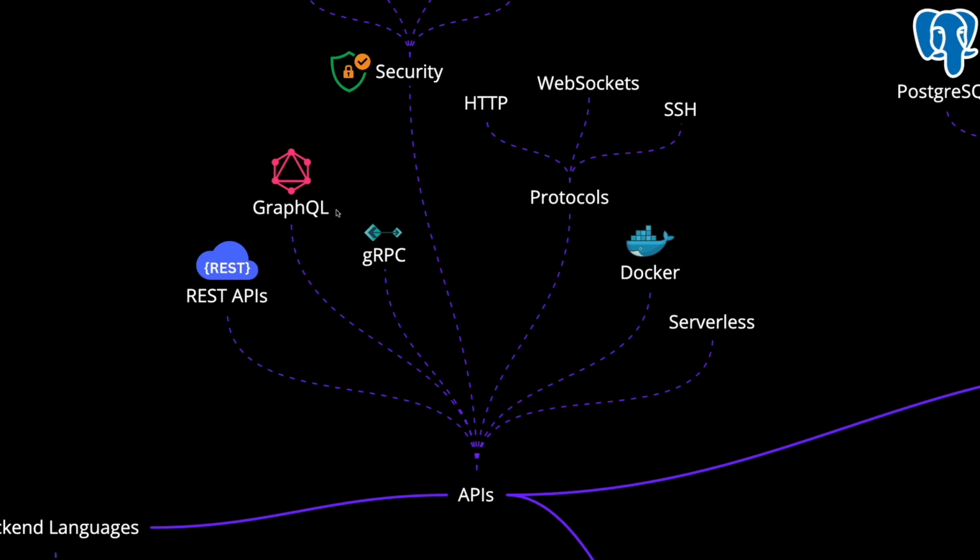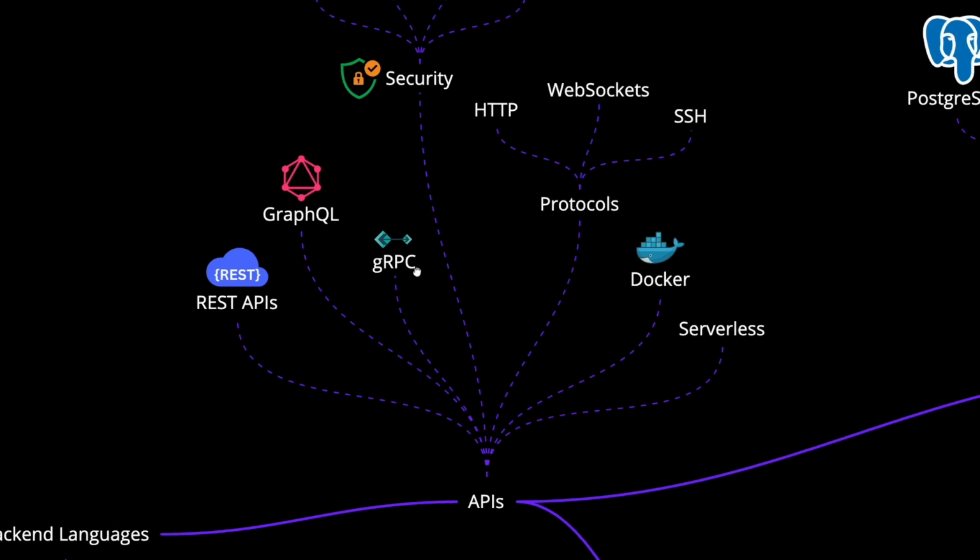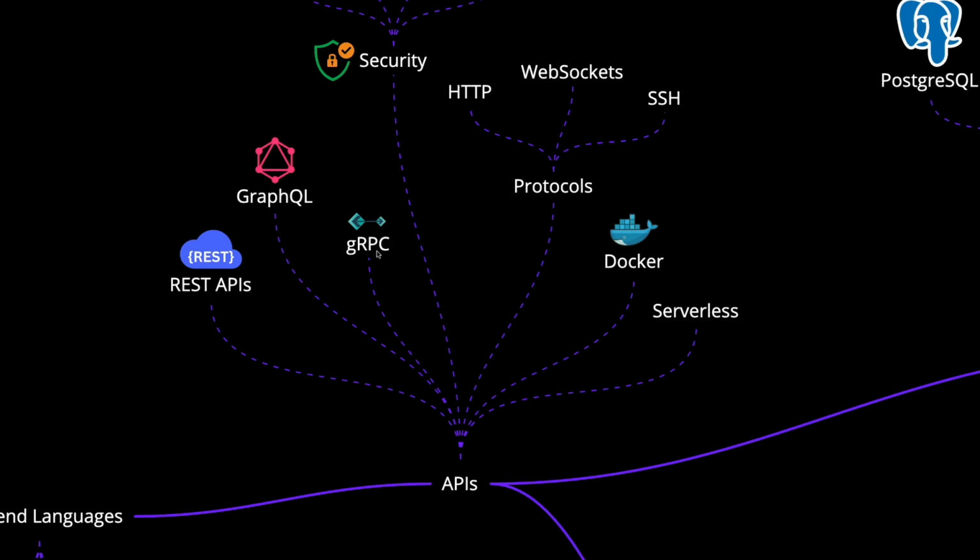GraphQL is probably the second most popular type of API. This is a query language for your API and a server-side runtime for executing queries by using a system you define for your data. GraphQL isn't tied to any specific database or storage engine, and instead is backed by your existing code and data. gRPC is a high-performance RPC framework that uses HTTP2 for transport, and it uses protocol buffers as the interface description language. gRPC is primarily designed for server-to-server communication, but for server-to-client communication, you will probably use GraphQL or REST API.